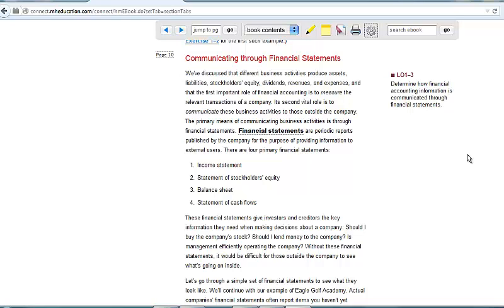The primary means of communicating business activities is through the financial statements. Financial statements are periodic reports published by the company for the purpose of providing information to those external users. We have four primary financial statements: the income statement, the statement of stockholders' equity, the balance sheet, and the statement of cash flows. Note, each one of these financial statements must be presented or computed in this order. The income statement is always first.